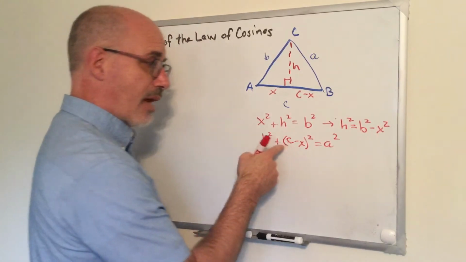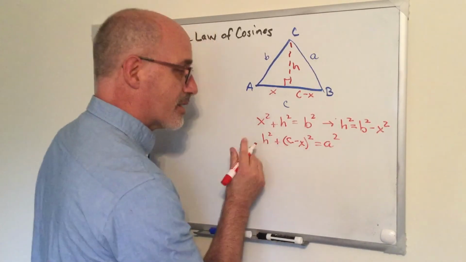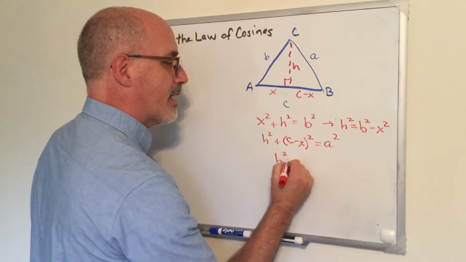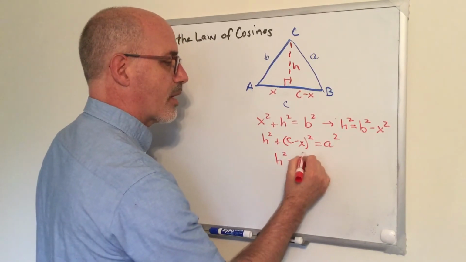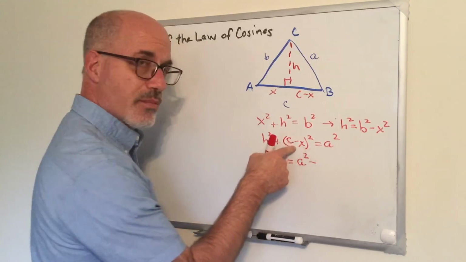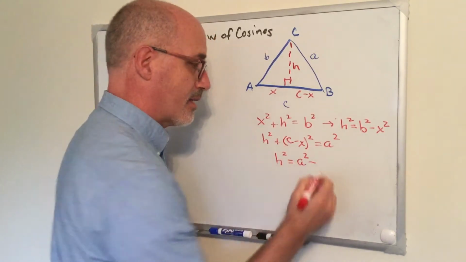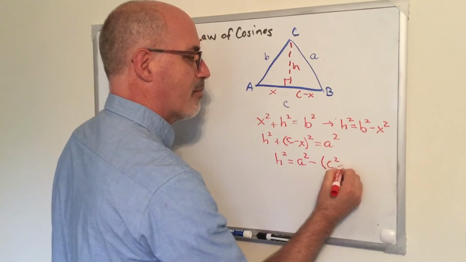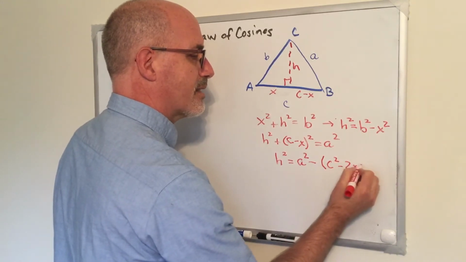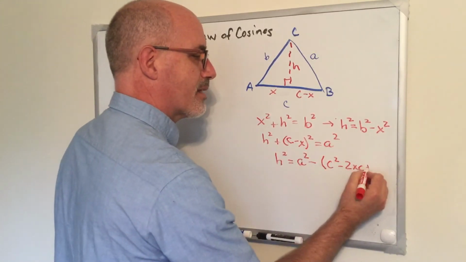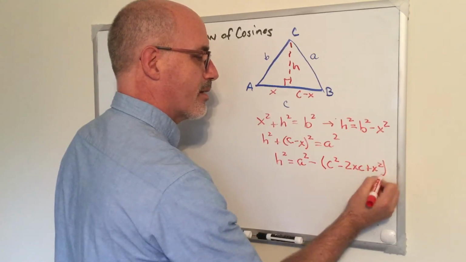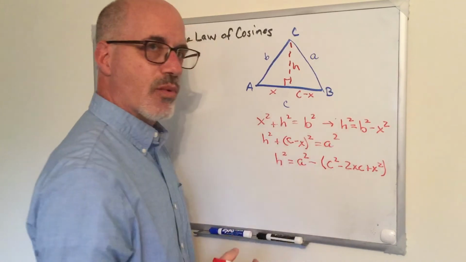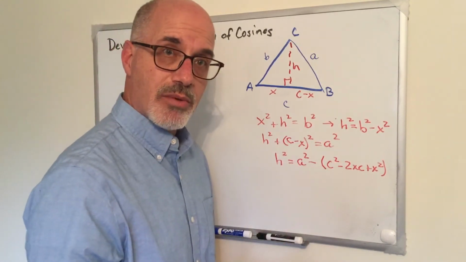On this one, I'm going to go ahead and subtract this from both sides, and I get h squared equal to a squared minus, and I'm going to multiply this out. I'm going to expand it. And when I expand it, I get c squared minus 2xc plus x squared. And now I've got two things equal to h squared.